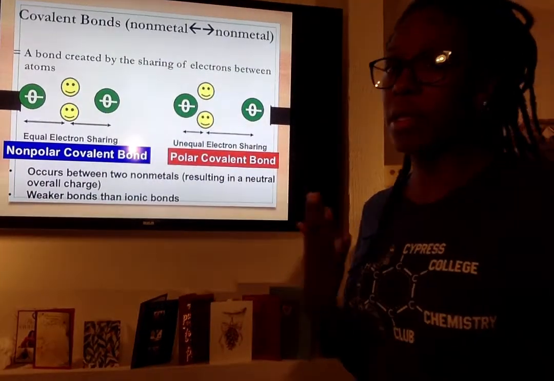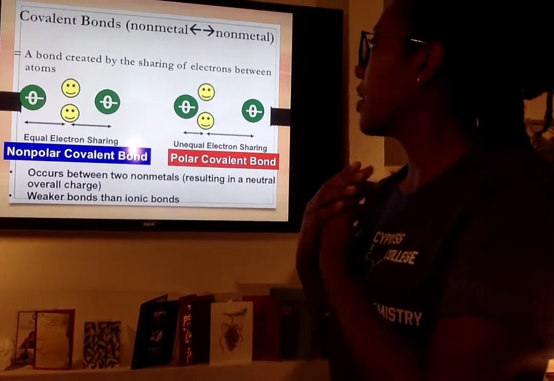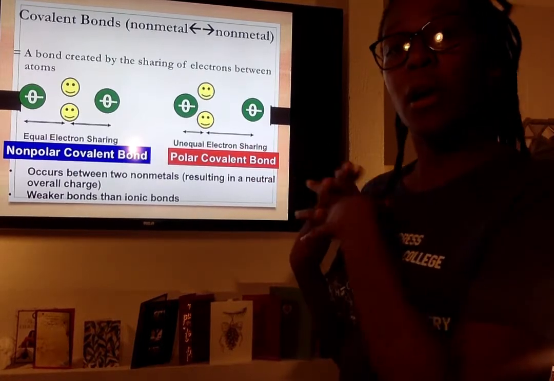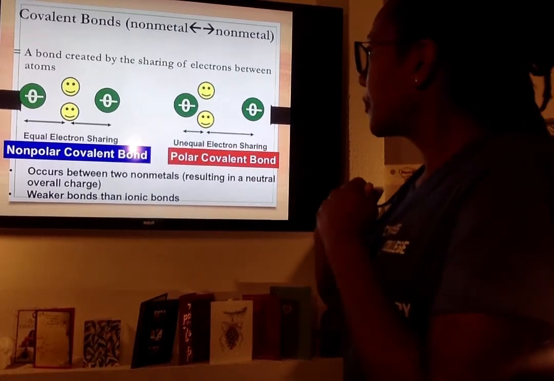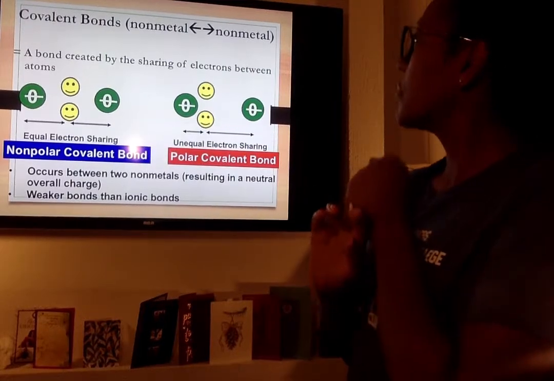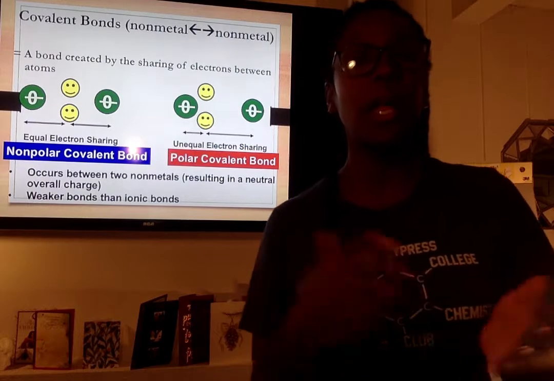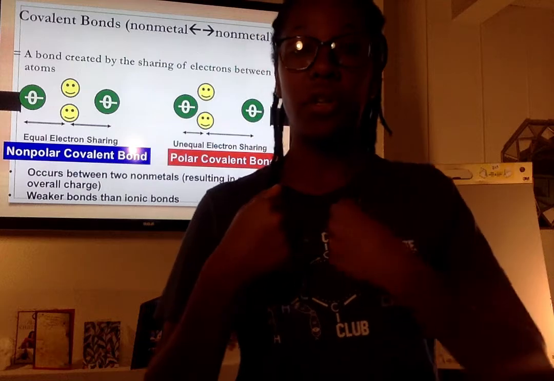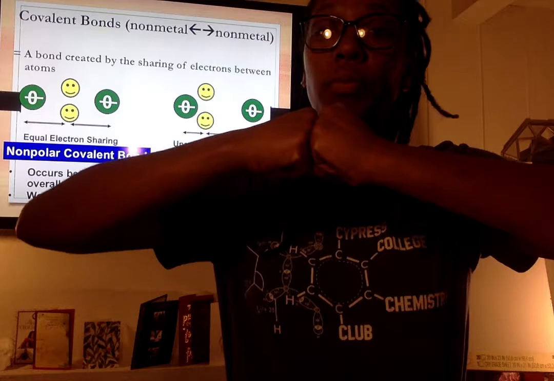So, covalent bonds. We've discussed covalent bonds in the past, right? We know that covalent bonds deal with nonmetals, which are also anions. Yes, anions. So a covalent bond is a bond created by the sharing of electrons between atoms. So, sharing the electrons. Unlike the ionic bonds, where you have a positive charge and a negative charge, and those are automatically attracted to each other. So they come together like magnets.